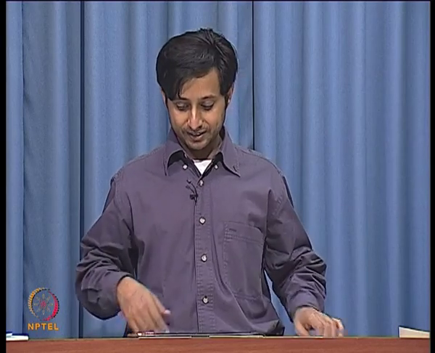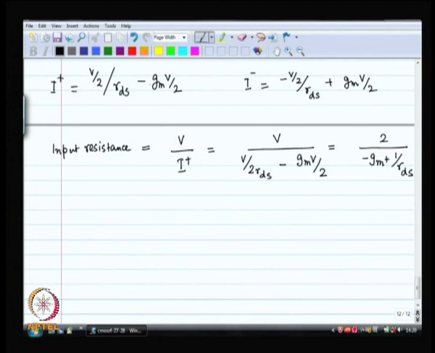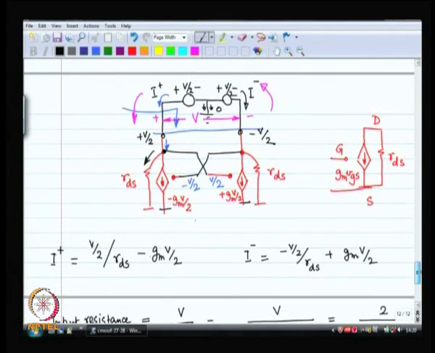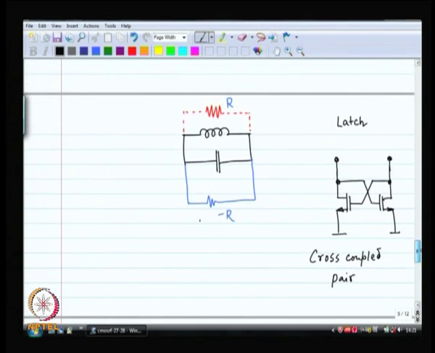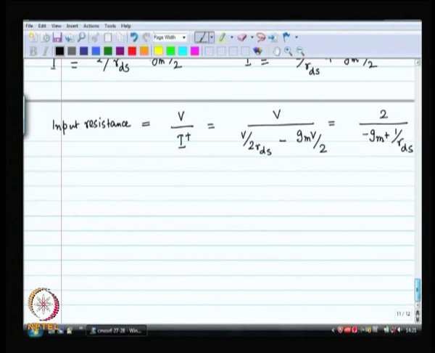Now, that automatically means that this quantity in the denominator, 2 divided by minus GM plus 1 by RDS, is negative. If the quantity in the denominator is negative, I have created something which has a negative input resistance. Wonderful, isn't it? This is exactly what you are looking for, right.